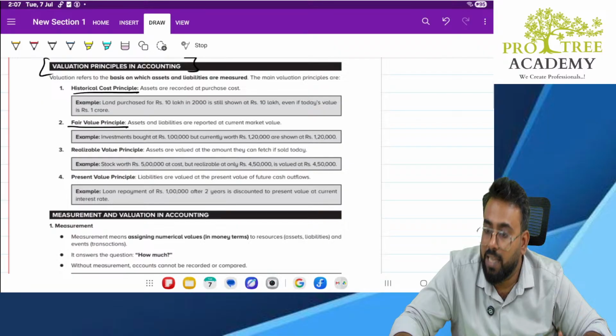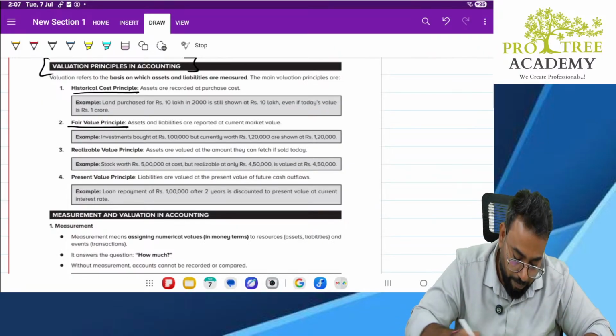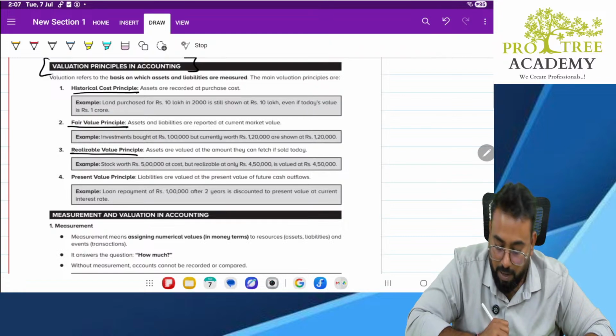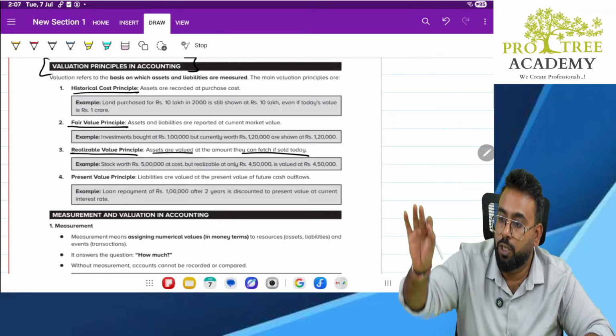Historical cost is 16 lakhs. Fair value is 8 lakhs. Is everybody understanding? Yes? Okay. Next, realizable value. Ultimately, what is the value that can be fetched if sold today?